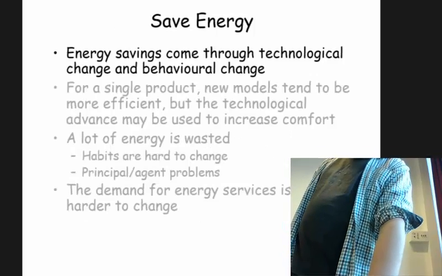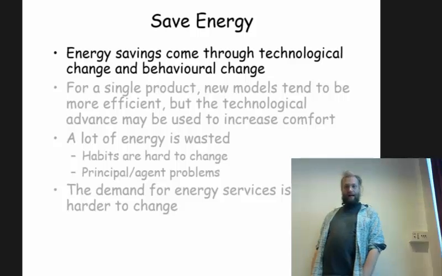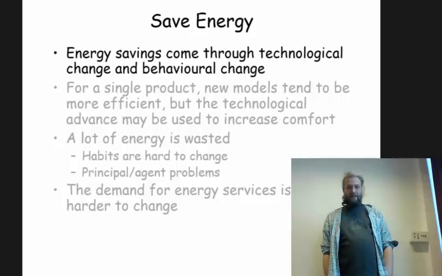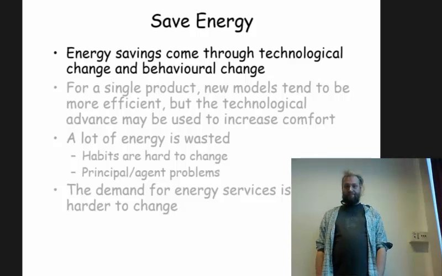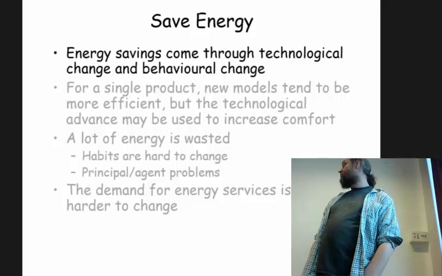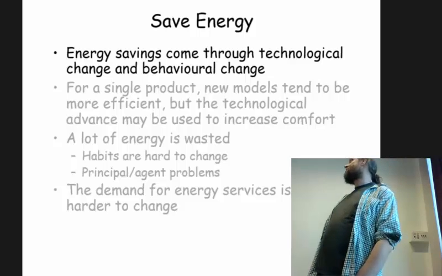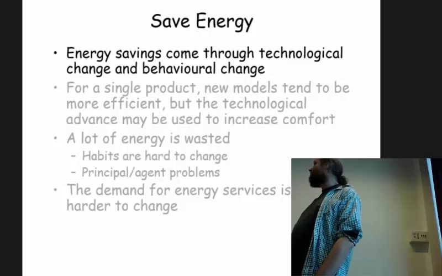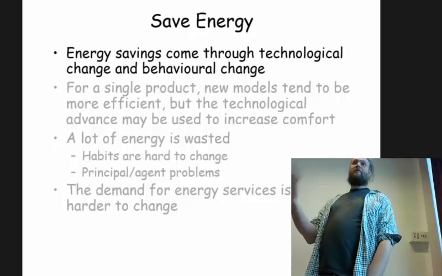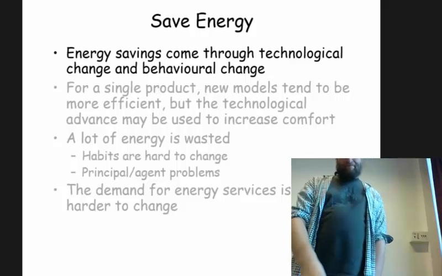So let's talk a little bit more about these two basic options. And then I'll throw in some more exotic options towards the end of the lecture. So, first option is to save energy, to get the same level of services, comfort, heat, propulsion, but using less energy.